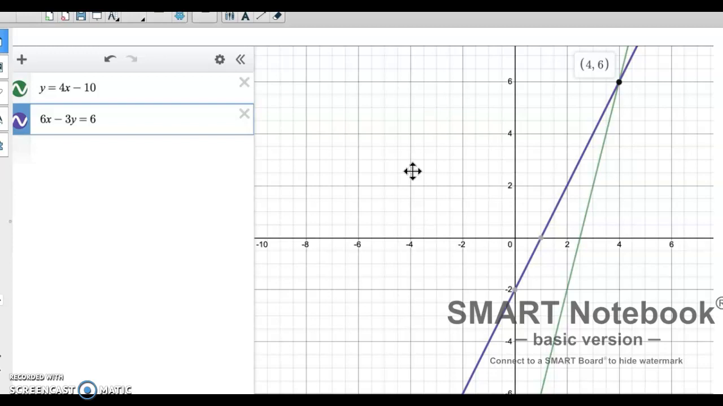So since we're working with linear equations and systems of linear equations, the solution to the system is the point where both lines intersect. And here we can see that the solution to the system is this ordered pair 4, 6, because that is the point where the purple line and the green line meet.